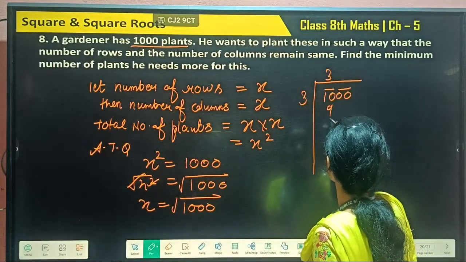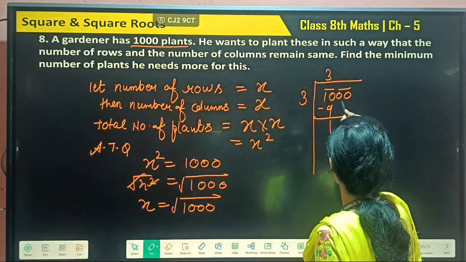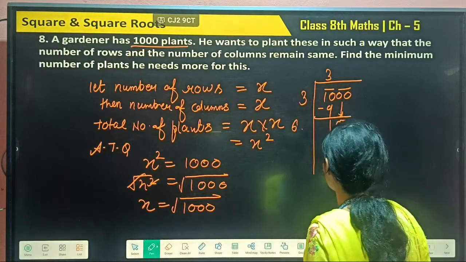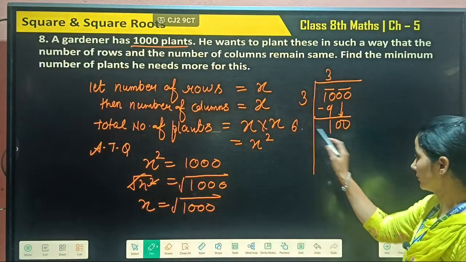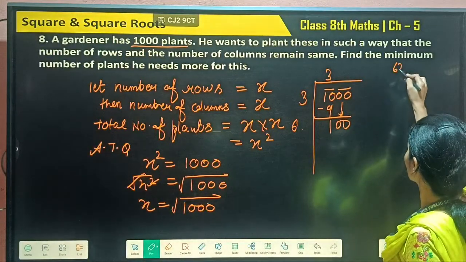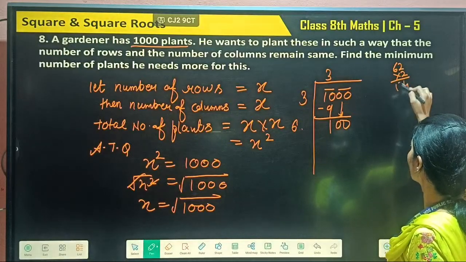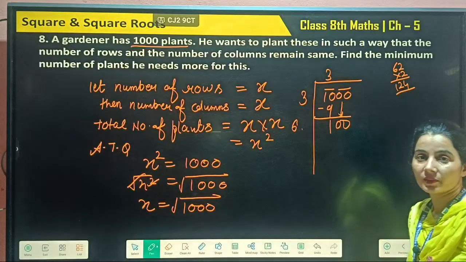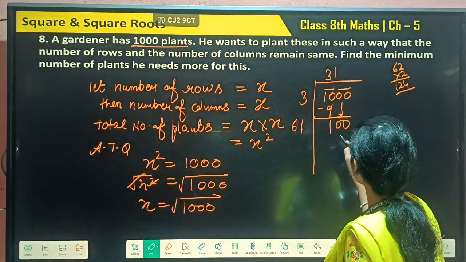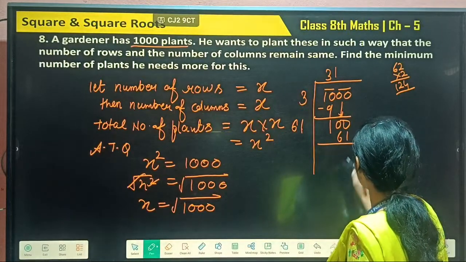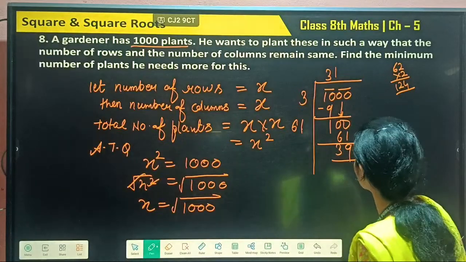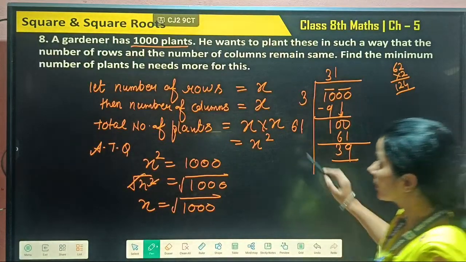3 3s are 9. Now see, 1 carry down the next pair. Double of this is 6. If I write 1, then 61. If I write 2, then 62 into 2 is 124, which is more than 100. So I will write 1, then it will be 61. Remainder is 9, and then 3. 39 is the remainder.